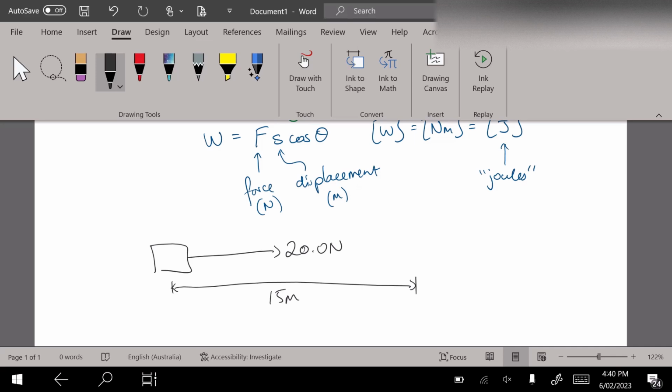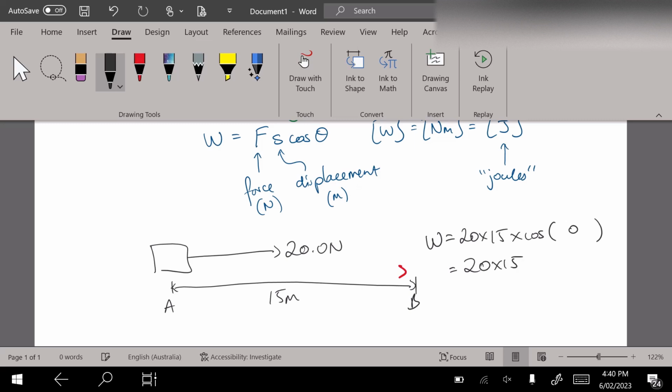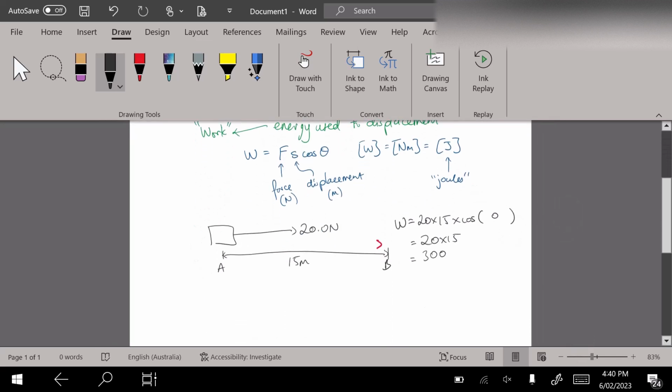Let's have a look. The work done to displace this object from position A to position B is just going to be the force, 20, times 15, times the cosine of the angle between these two vectors. The displacement vector is this way, and the force vector is that way, so they're parallel. The angle there is 0 degrees. Cosine of 0 is just 1, so it's just going to be 20 times 15, which is 300. 300 joules.